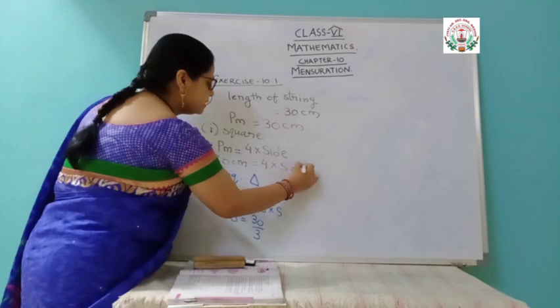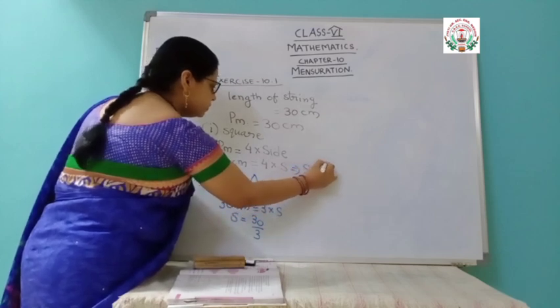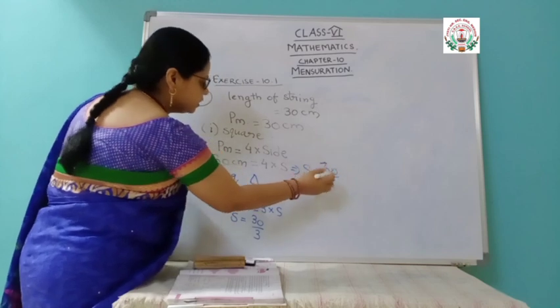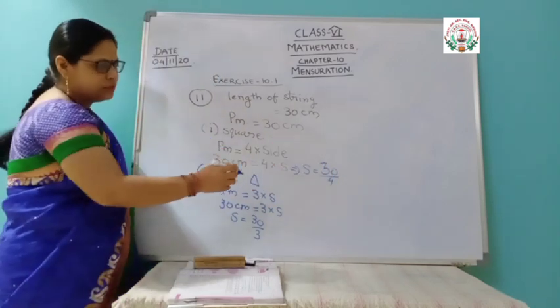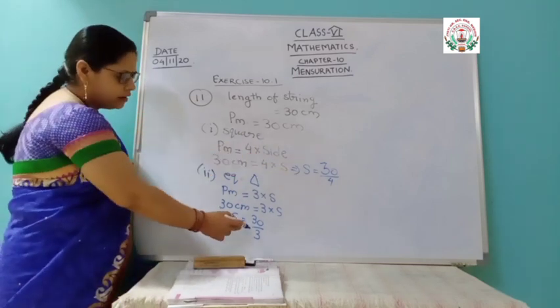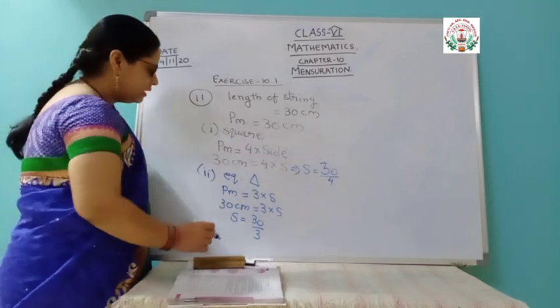Here we will get side is equal to 30 divided by 4. Of course, here you will not get a whole number. Here you will get the answer in decimal. And here you will get a complete 10.